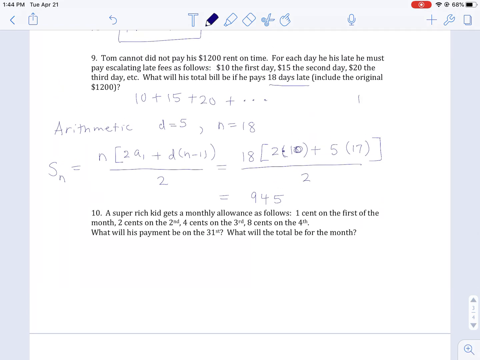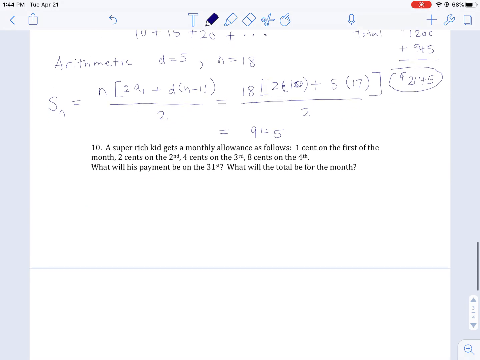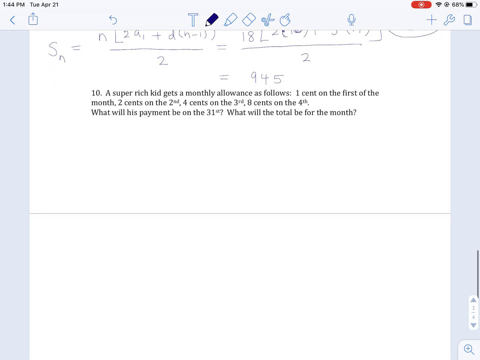So what's his total bill? Well, his total bill, I guess, he still has to pay his rent, so it's going to be $1,200. He's got to tack on that $945. He owes $2,145. So that's an example of an arithmetic series as a word problem. And then guess what? We'll do one that's geometric. Kind of a fun one here.